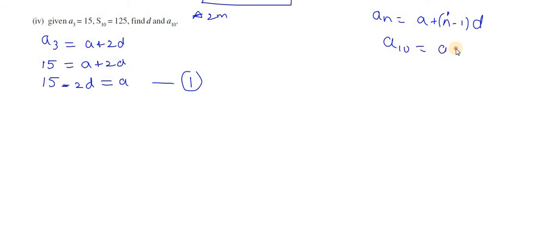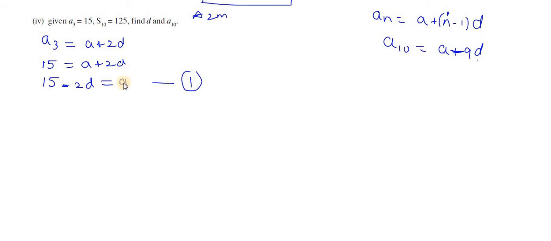A10 is equal to A plus 9D, right? A plus 9D. So what data do we have now? We don't have any data except n. So now what we can do? We should find A as well as D by using the data they gave. Now here A3 is equals to 15.